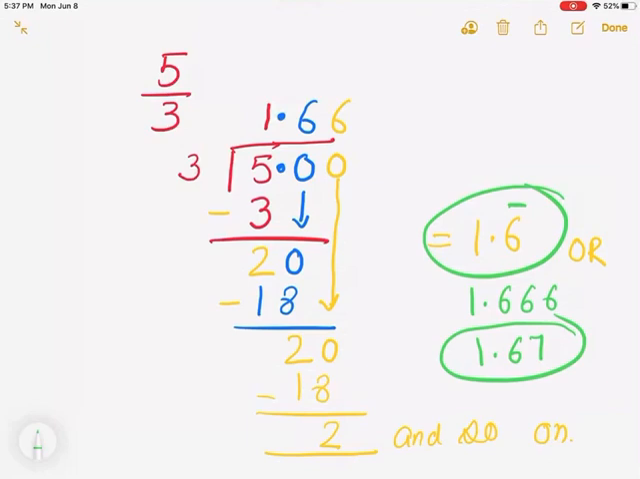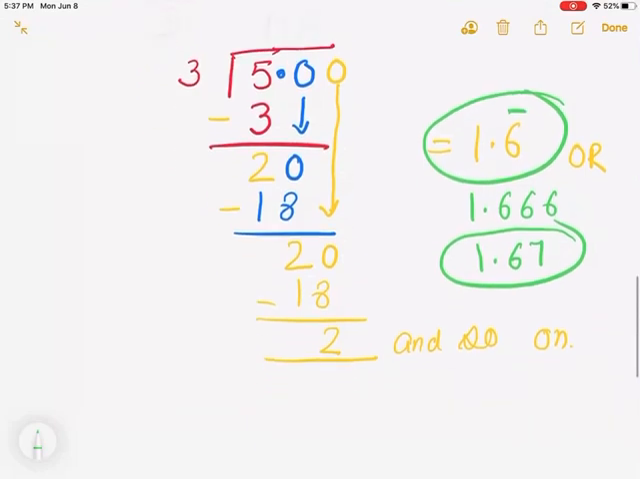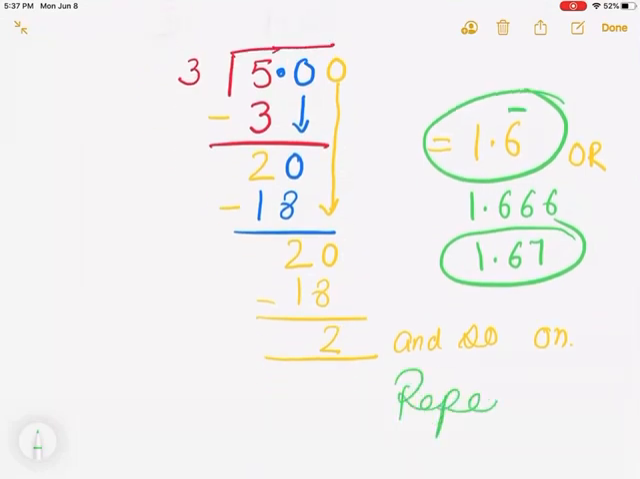Okay, is it repeating or is it terminating? Is it stopping or does it just keep on repeating? So it's a repeating decimal. Here you go.